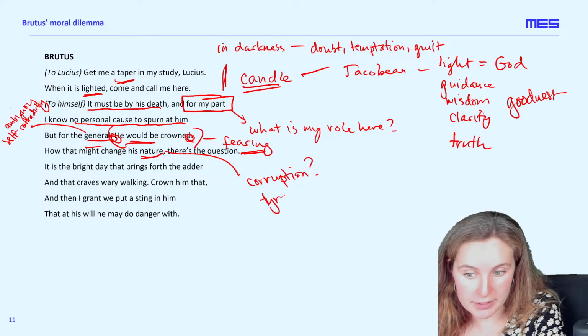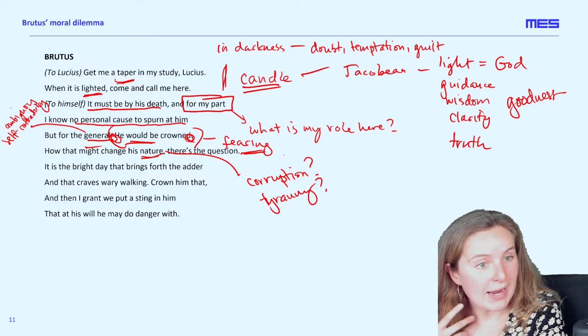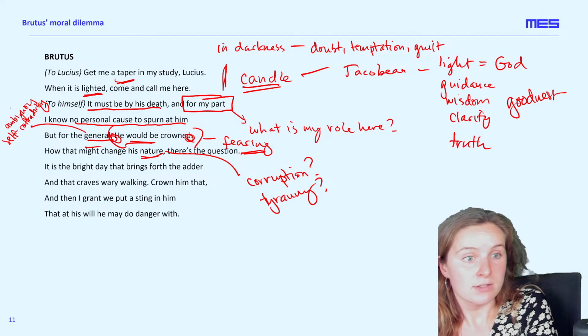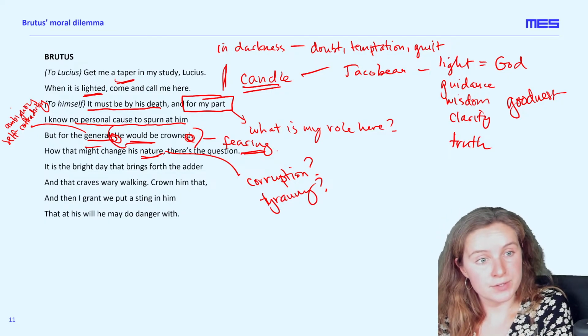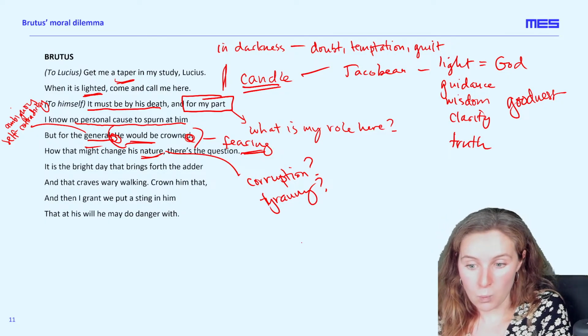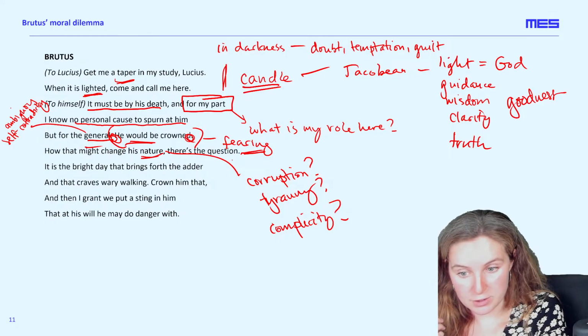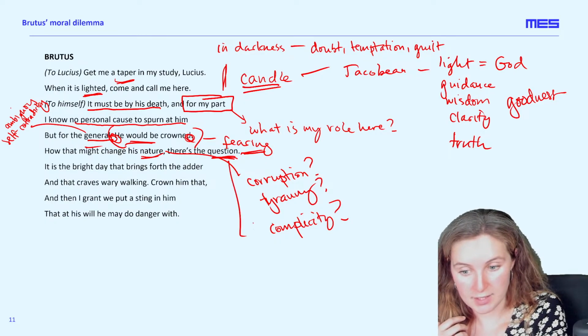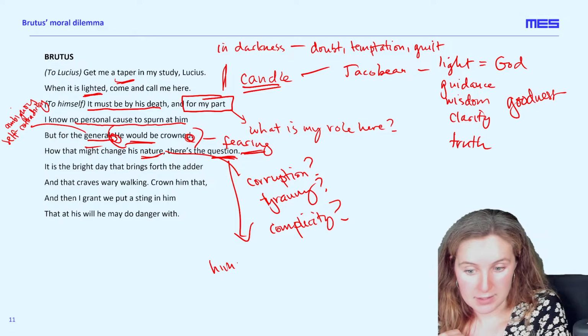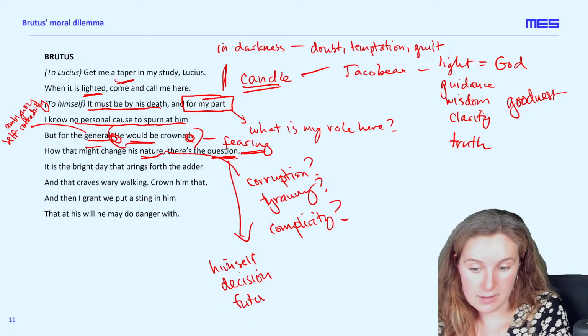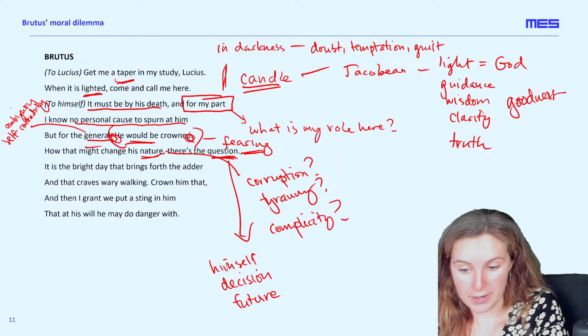Could we be brought to tyranny by allowing Caesar to become king? Would this actually be Brutus watching something he knows is wrong happening and letting it happen anyway? Where is the complicity for himself here? That's the question, or there's the question. And we can hear this idea of questioning. Brutus is questioning himself. He's questioning the decision. He's questioning the future. He's questioning Caesar. He's questioning everything here, including the idea of right and wrong.